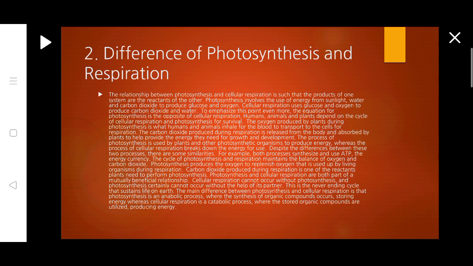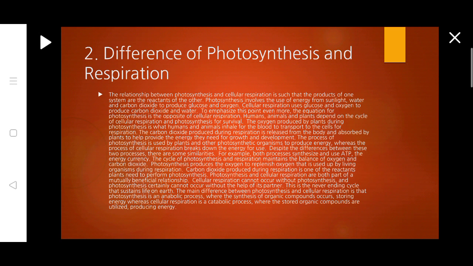The process of photosynthesis is used by plants and other photosynthetic organisms to produce energy, whereas the process of cellular respiration breaks down the energy for use. Despite the differences between these two processes, there are some similarities. For example, both processes synthesize and use ATP, the energy currency. The cycle of photosynthesis and respiration maintains the balance of oxygen and carbon dioxide.